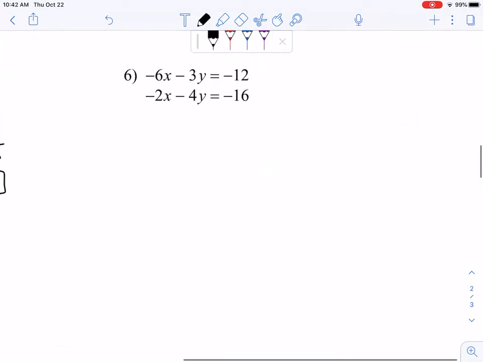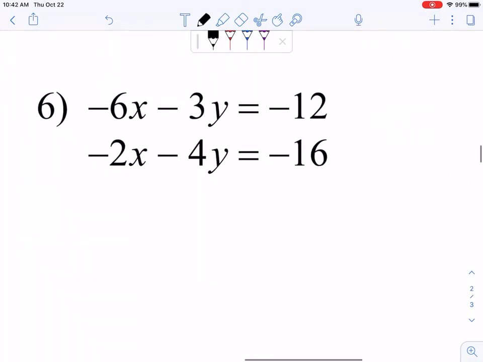All right. Number 6. I'm looking at my x values. 2 and 6 do not match. 3 and 4 do not match. So I'm going to have to scale an equation. Can I turn a 2 into a 6 using multiplication? And the answer is yes. 2 times 3 would make 6.